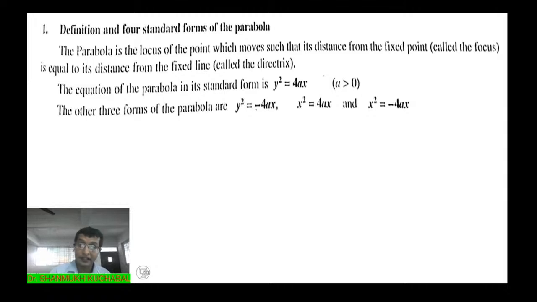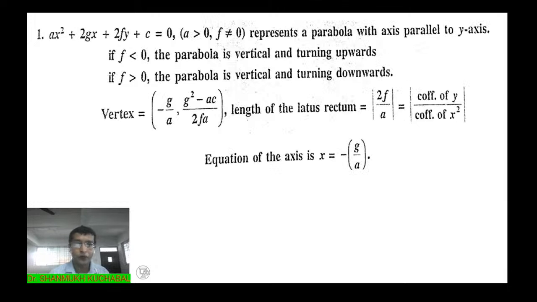The equation of the parabola in its standard form is y square equal to 4ax. Depending on which quadrant it lies in, y square equal to 4ax is the first standard form, and the other three parabolas are y square equal to minus 4ax, x square equal to 4ay, and the last one x square equal to minus 4ay. Depending on which axis they are parallel to, we have classified them into these four forms.